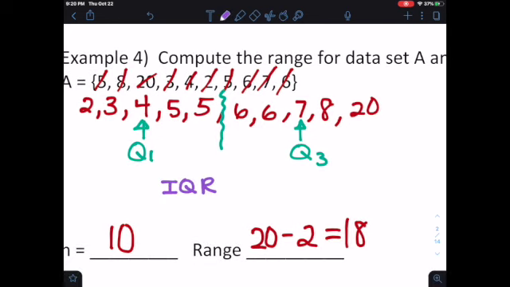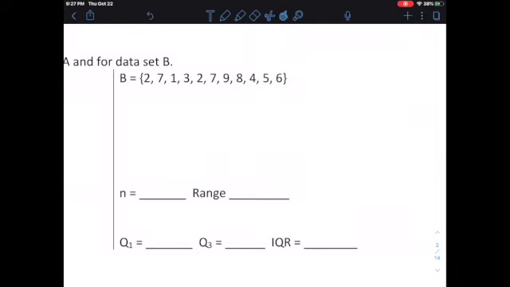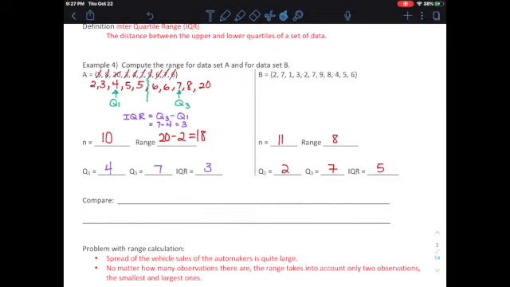The IQR is equal to Q3 minus Q1. In this case, it's 7 minus 4, that is 3. So we're going to fill in the numbers. Quartile 1 is 4. Quartile 3 is 7. IQR is 3. Data set B: pause it right now and I'll show you the answer in a minute. But make sure you show your work because I will be looking for that on your notes for your note points. Okay, I gave you guys the answer for data set B.